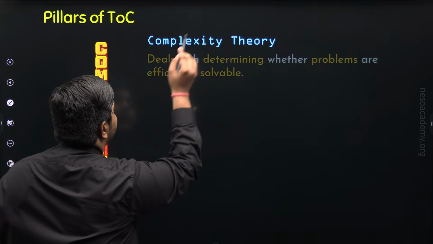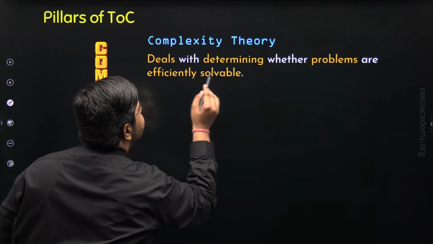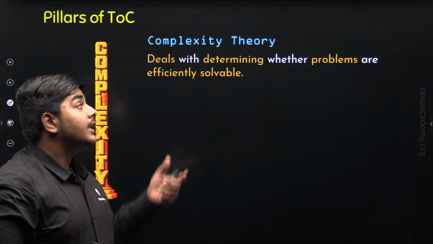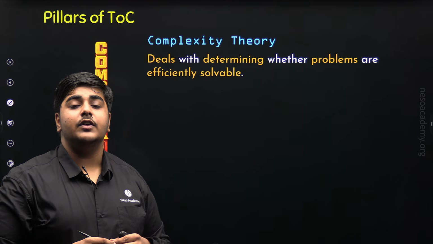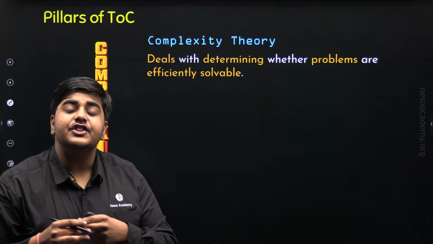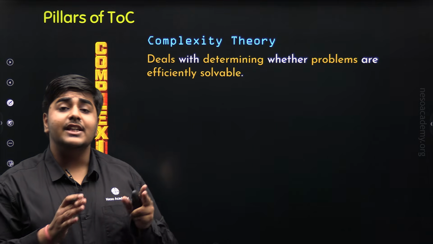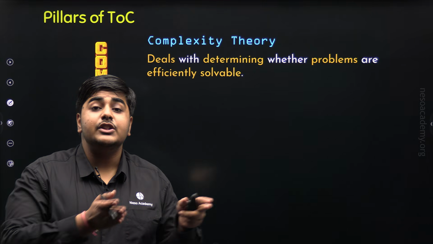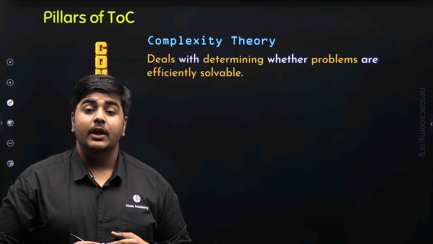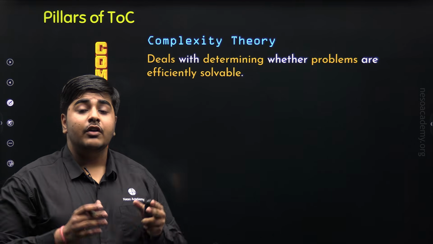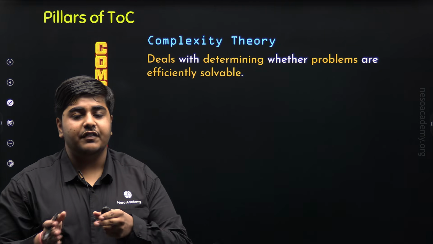Complexity theory deals with determining whether problems are efficiently solvable, which means that complexity theory tells us which problems are efficiently solvable and which problems are not efficiently solvable. That means the agenda of complexity theory is not to determine whether a problem can be solved or not, because that's what we discuss in computability theory. In complexity theory, we determine whether a problem can be solved efficiently or not efficiently.